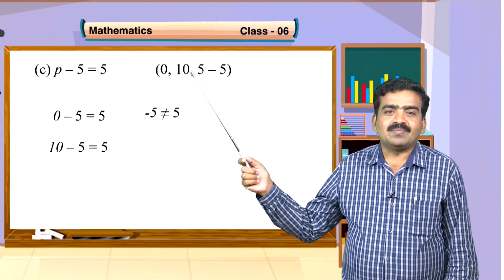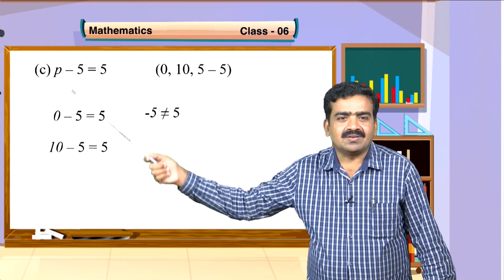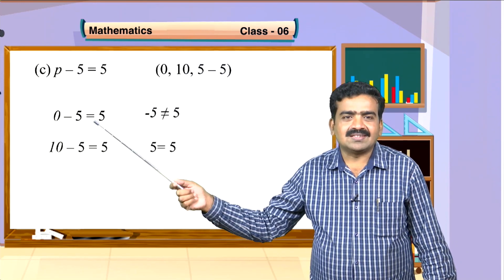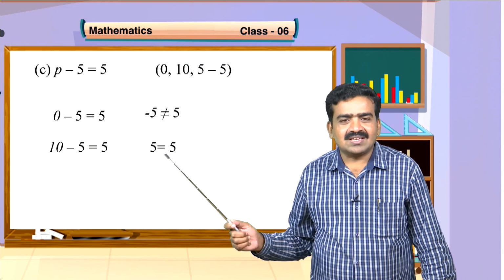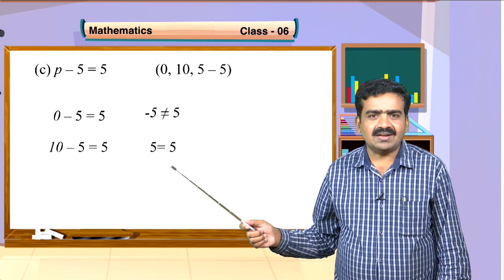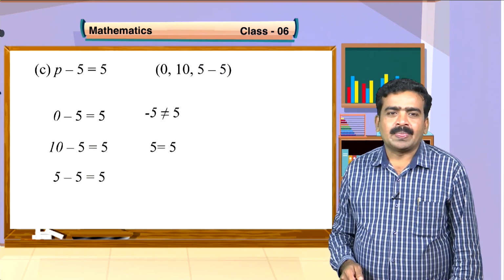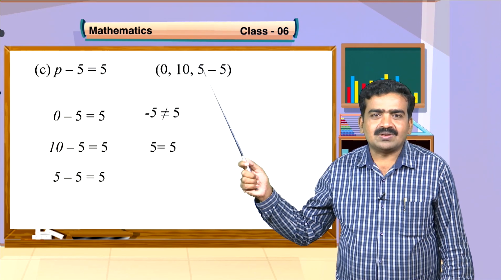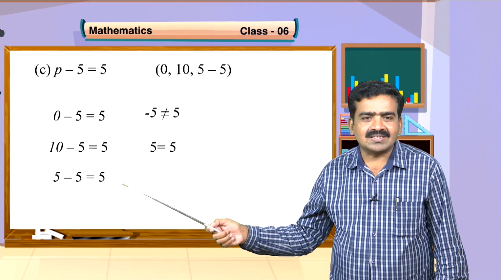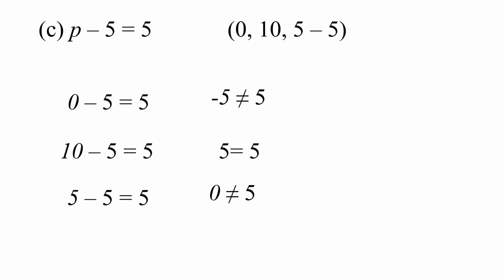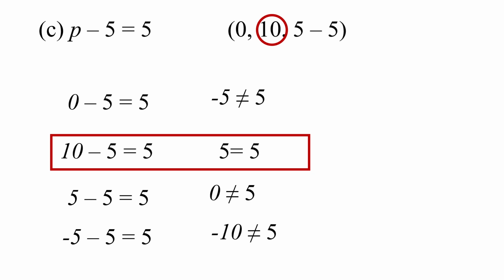What about when P is equal to 10? This becomes 10 minus 5. What is 10 minus 5? 5. Very good. In LHS we will get 5. 5 is there in the RHS. Therefore, the equation becomes satisfied when we substitute 10 in place of P. Similarly, when we substitute 5 in case of P, we will get 5 minus 5 is equal to 0. What about when minus 5 is substituted? Minus 5 will give us minus 10. So, therefore, here also the values are not equal. Here the equation is satisfied when 10 minus 5 is equal to 5. Therefore, the solution for this equation is 10.